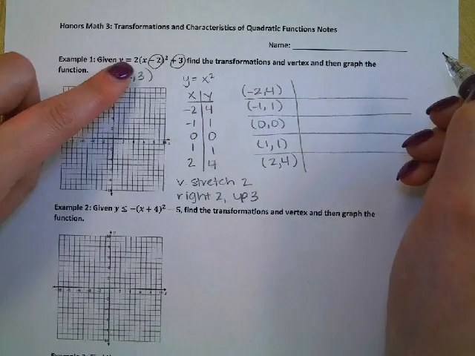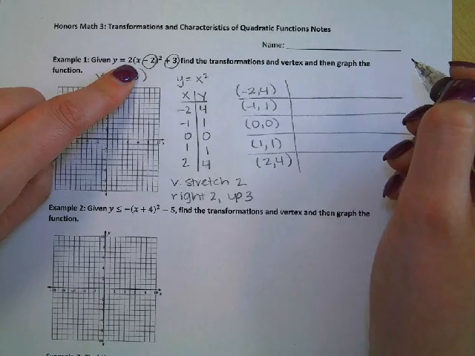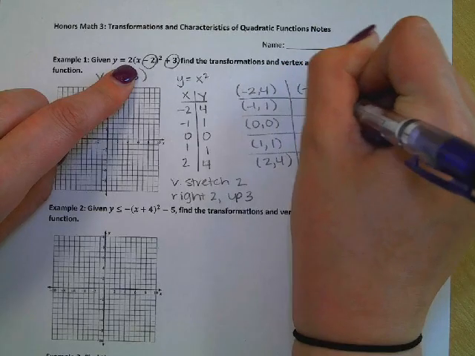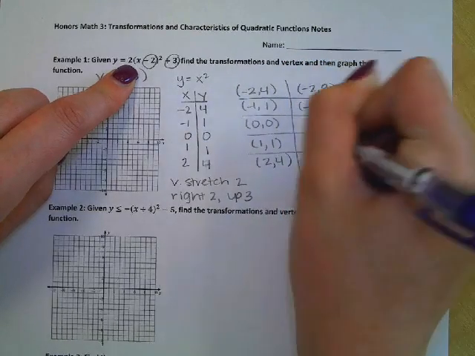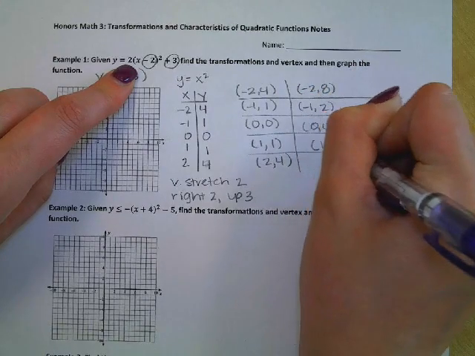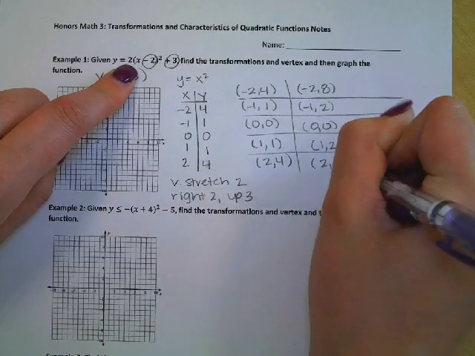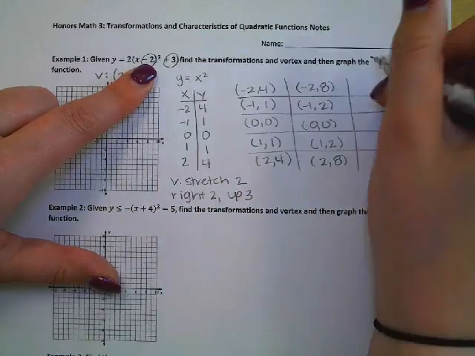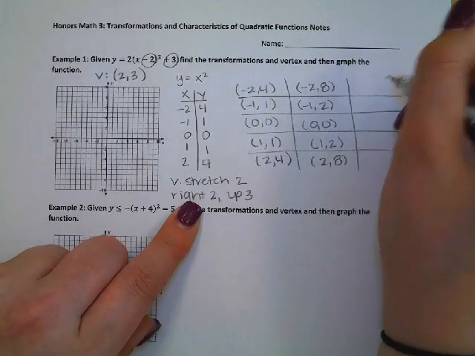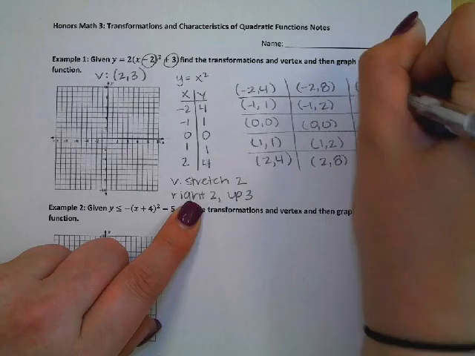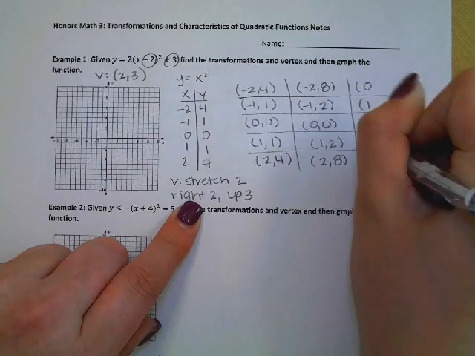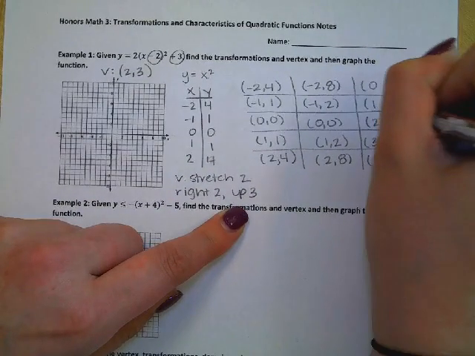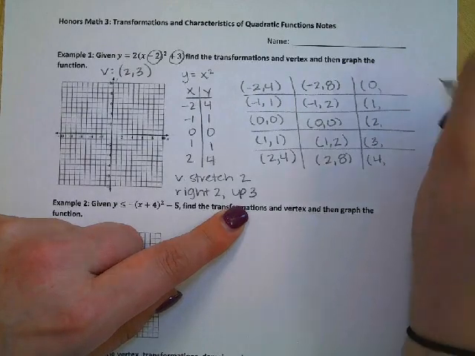Okay, so to stretch a function by 2, it means you're making it twice as tall, so the y coordinate is going to double. And then to shift to the right 2, I'm going to add 2 to the x coordinate. And then I want to shift up 3, so I'm going to add 3 to the y coordinate.